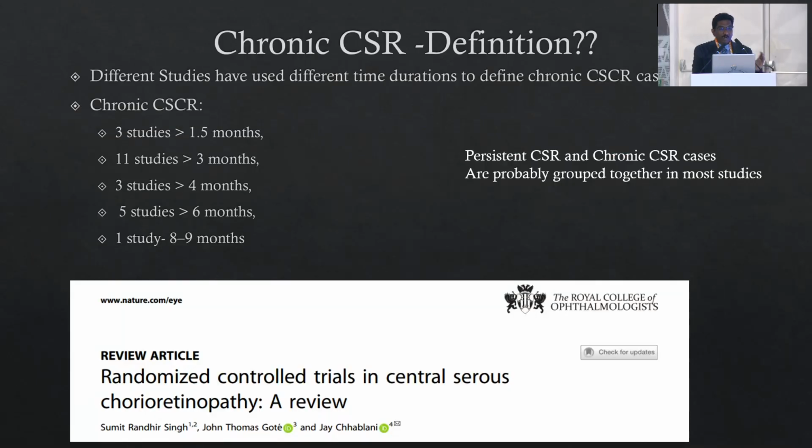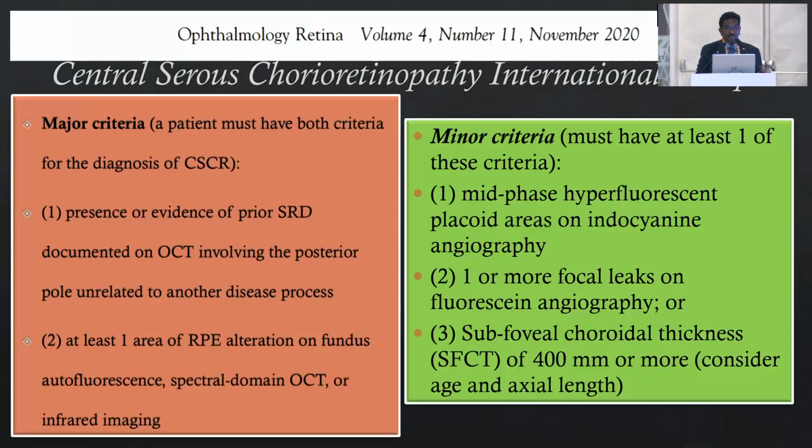When you go back and see the various studies, each study has taken a different criteria. So how do I classify my case as a chronic CSR? Most studies have taken it as 3 months. And probably persistent cases and chronic cases are all clubbed together. So there is a lot of confusion in the terminology itself.